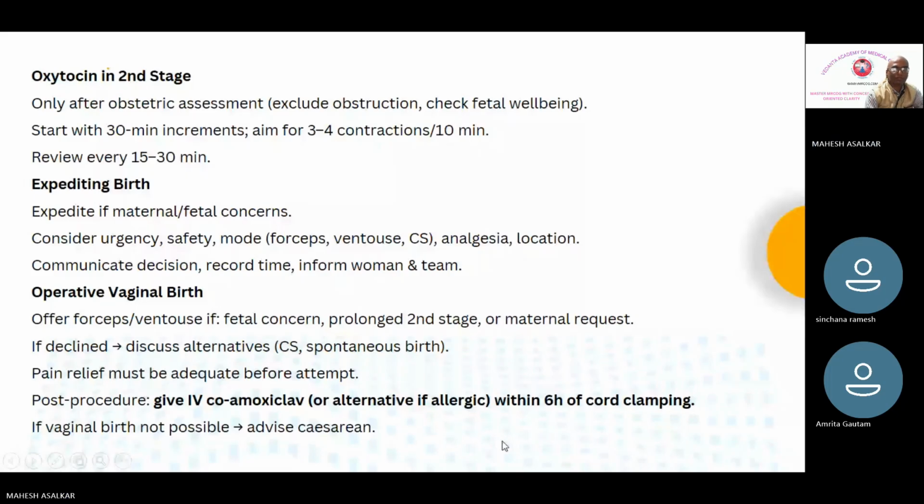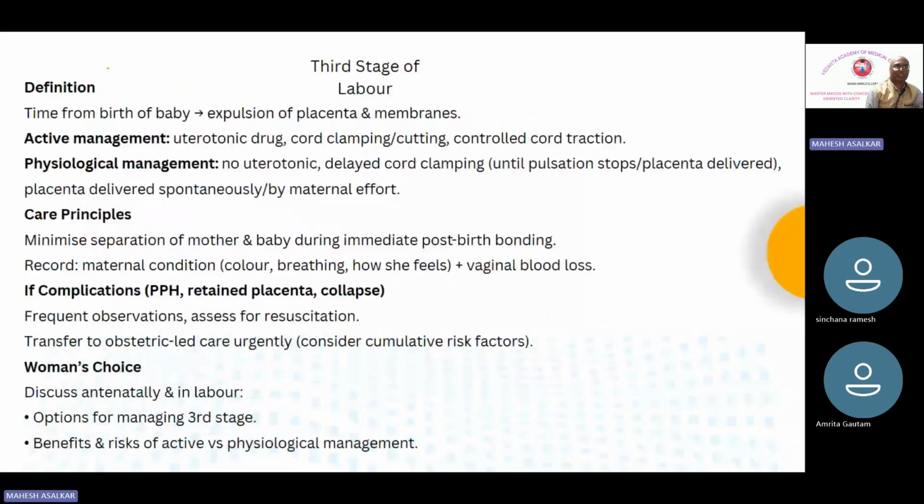Okay. Now coming to the third stage of labor. It is the time from the birth of the baby to the expulsion of the placenta and membranes. Then we have two types of management, active management and physiological management. Again, here there are n number of questions on the third stage of labor. So active management will be uterotonic drug, cord clamping, cutting, and controlled cord traction. In physiological management, there is no uterotonic.